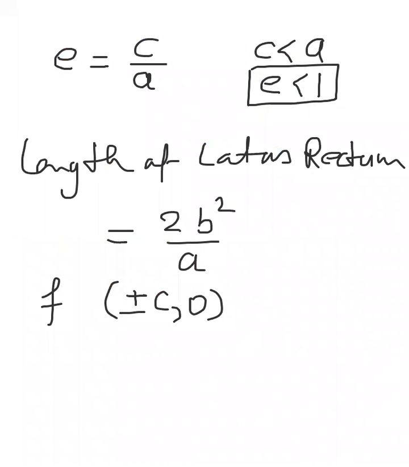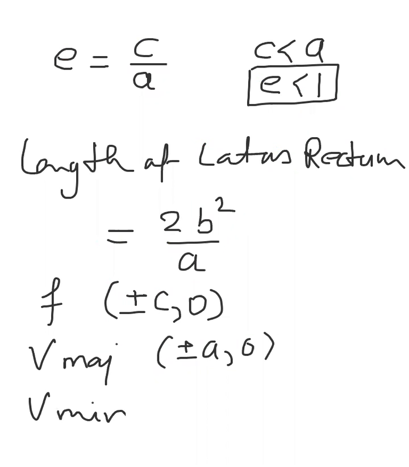Then vertices. Vertices are on the major axis and minor axis. For the major axis, the vertices will be plus minus a, 0. Vertices on the minor axis will be 0, plus minus b.